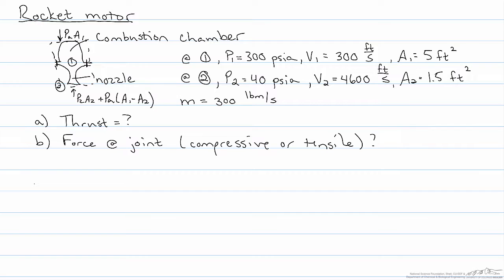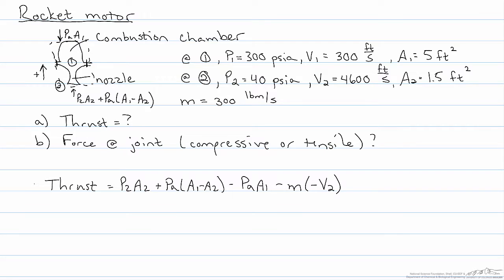Pressure always acts on the system, so the thrust will be given by the difference between those two pressures. I will define up as positive, so P2 A2 plus P ambient times A1 minus A2 is acting in the upward direction, and then minus P ambient times A1 is acting in the downward direction. There is one convective out term, so that is minus the mass flow rate times the velocity at V2, and that is in the negative direction, so times negative V2. Those three pieces together make up the thrust of the rocket motor.